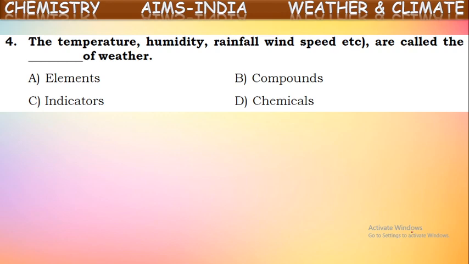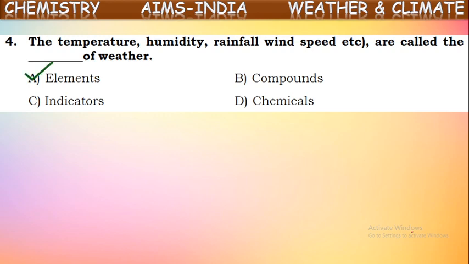These give the information about the weather in a particular place at a particular time. That is why these are called elements of weather.